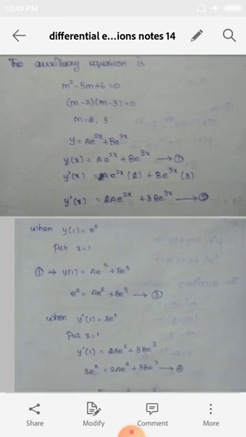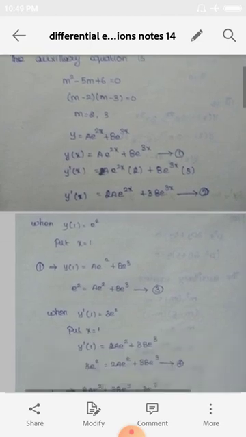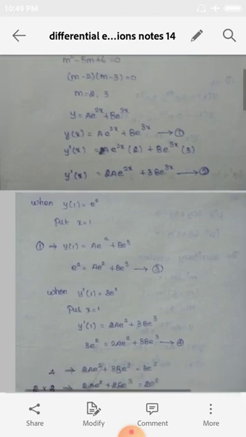Sometimes we can write it as a e power m1x plus b e power m2x. Sometimes C1, C2 can be written as a and b. So instead of a and b, you can write C1 and C2 also. That is also right. But here we have to find the solution, so I take the constants as a and b. C1 and C2, a and b are both correct constants. For finding the initial value problem, I take the constants as a and b. So the complementary function is y is equal to a into e power 2x plus b into e power 3x. This is nothing but y of x.